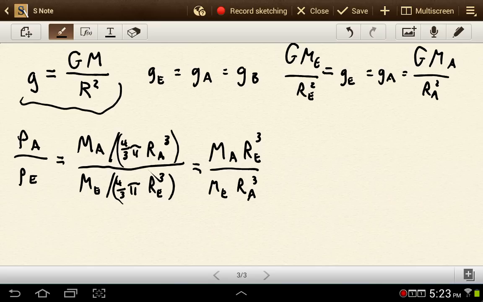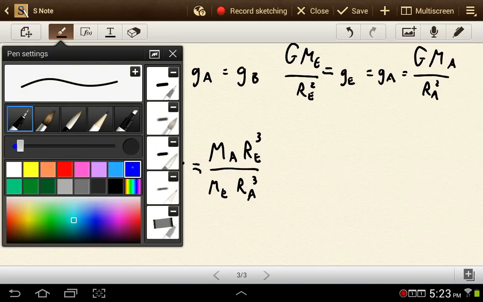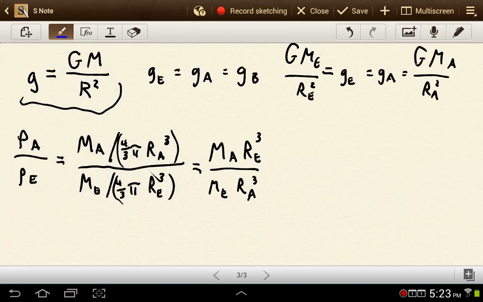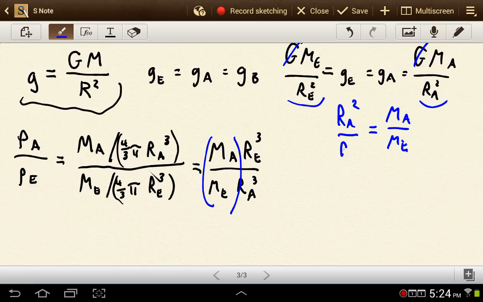And so what we can do now is cancel the big G's, of course. What I want to do is solve for M_A over M_E, because that is what I have in the density ratio. So I'm going to divide M_E through to this side and get M_A over M_E equals, going backwards here just to keep things on the same side, R_A squared over R_E squared.